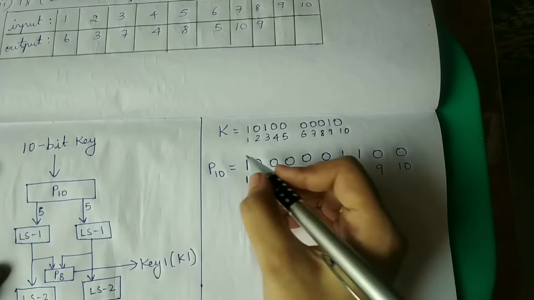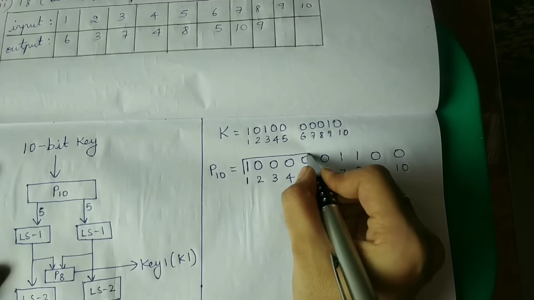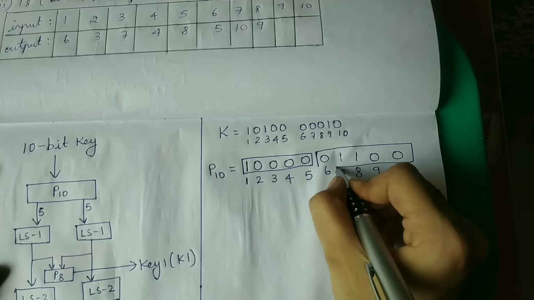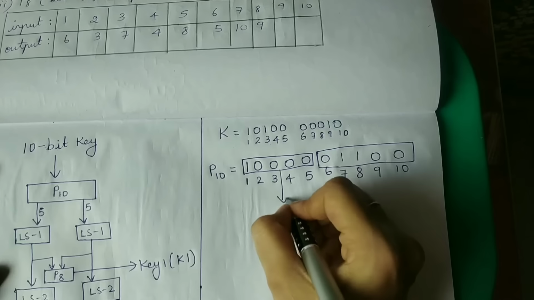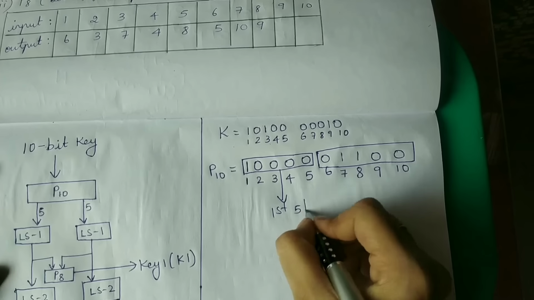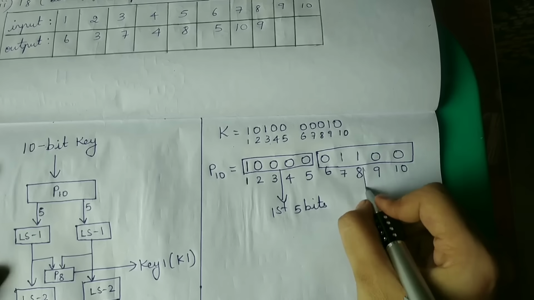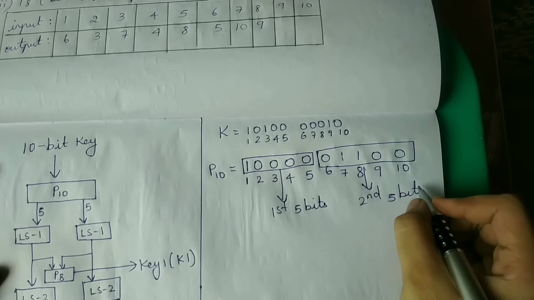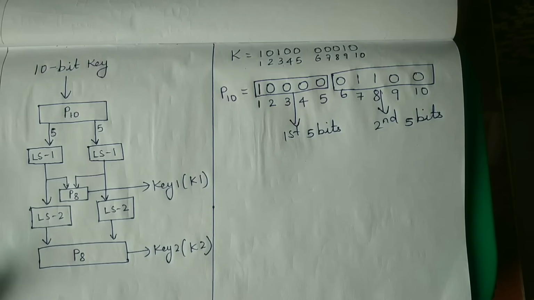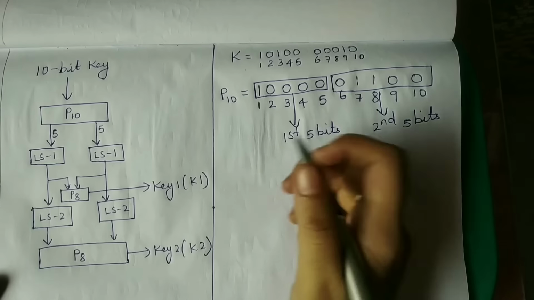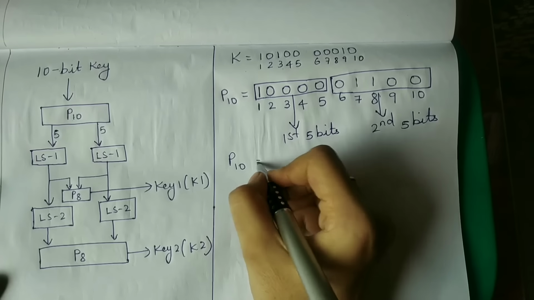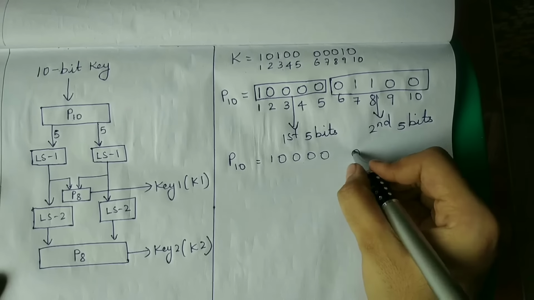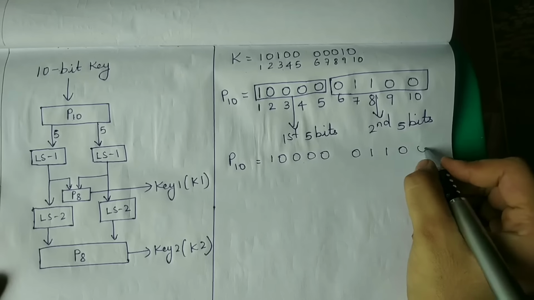5 and 5. So I'm going to split it like this. First 5 bits over here and the next 5 bits over here. So these are my first 5 bits. These are my second 5 bits. Now let us write the 5 bits separately. P10 is equal to 1 0 0 0 0 0 1 1 0 0.